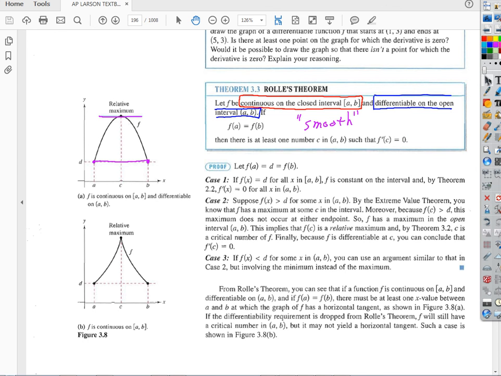Okay, what's more interesting though is if we take Rolle's theorem and we just kind of turn it sideways.